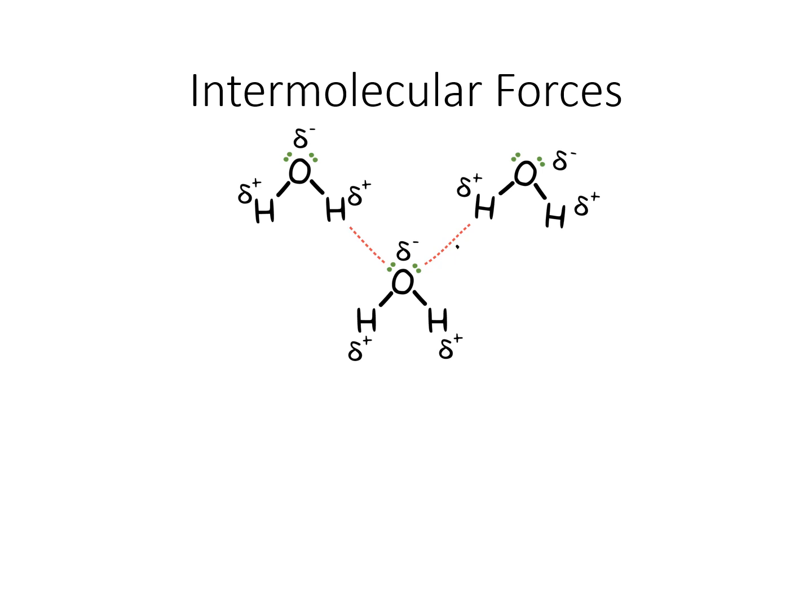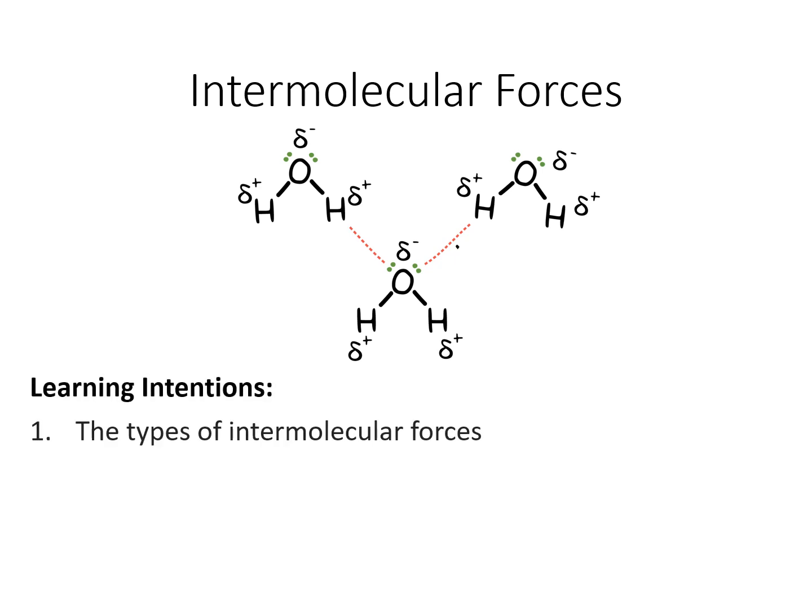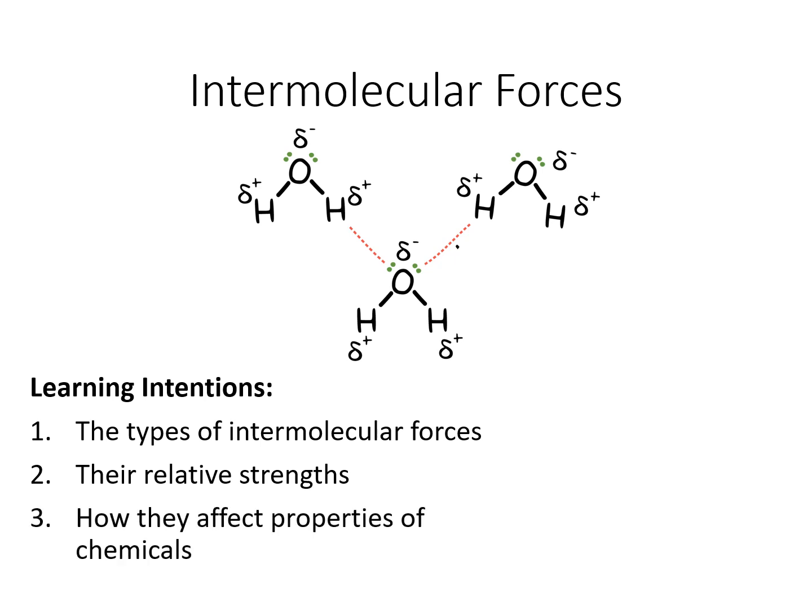So here's what we're going to be covering. 1, we're going to be looking at the types of intermolecular forces. Number 2, we're going to be looking at their relative strengths. And number 3, we're going to be looking at how these intermolecular forces affect the properties of a chemical. And just like as normal, you're going to be needing the following. You're going to need a pen and a paper, and then also your data book.